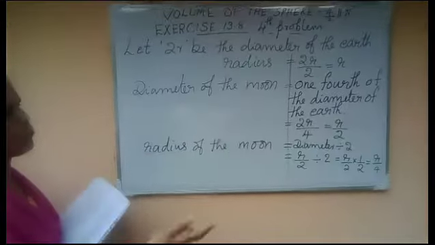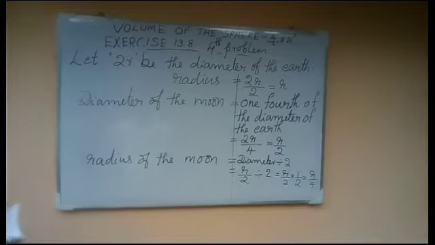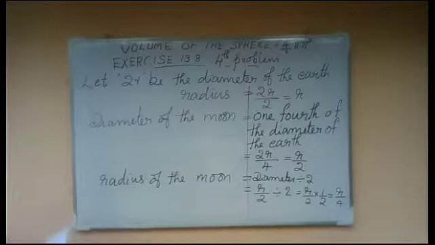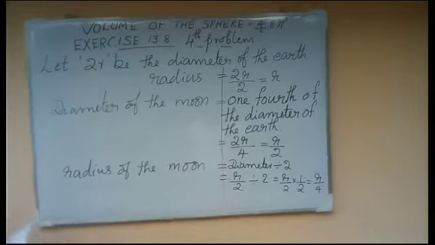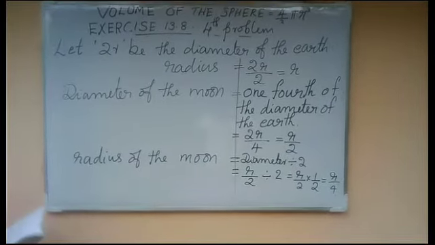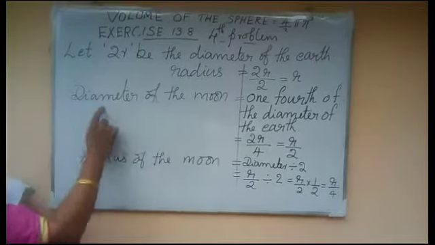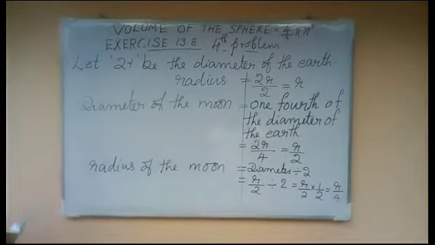So 1/4 of 2r is 2r by 4. That 2 and 4 cancel. You get r by 2. That is diameter of the moon. Diameter of the moon is equal to r by 2.